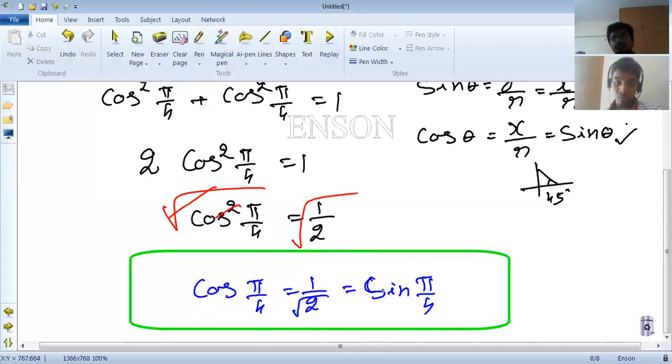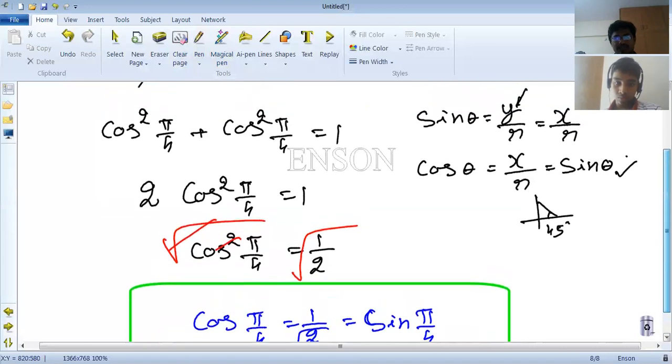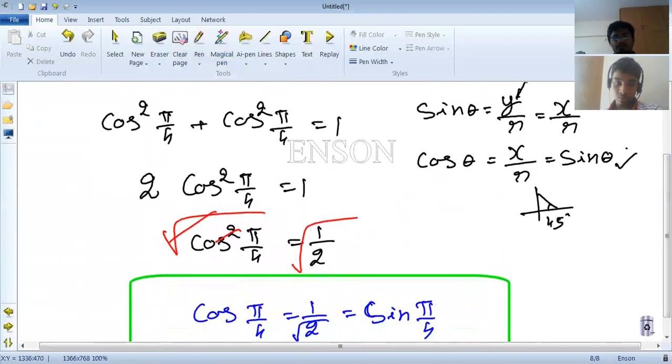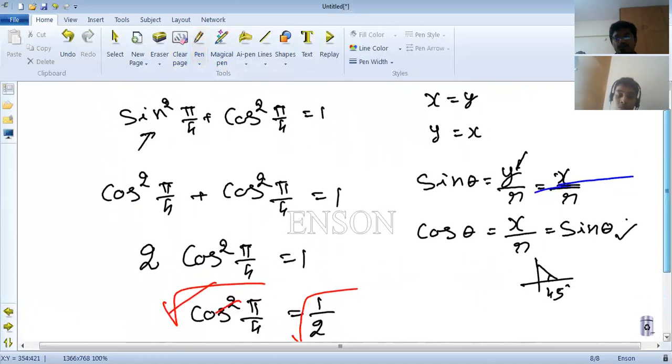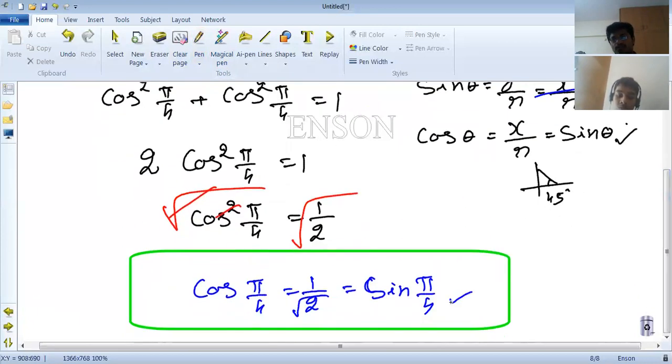One more question you may ask me, like what is the use of remembering all those things? In the sense, they may ask you in your examination, prove the angle 45 degrees using sine and cosine. In that case, you need to use this complete derivation. Okay, they may ask you. If you want, remember just this value.